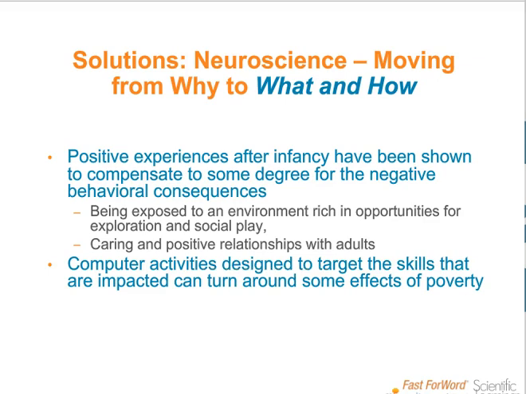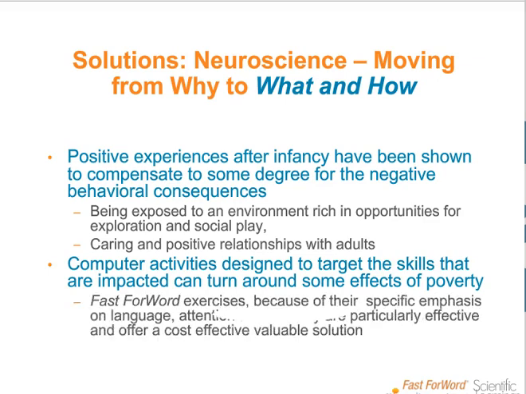But we also have neuroscience-developed computer activities that target the skills that are impacted by poverty and can turn around this brain maturational process in a way that's very difficult for teachers to do in the classroom. So the Fast ForWord exercises, you may know, were developed by neuroscientists and specifically engage specific aspects of language, so they build the language skills that Hart and Risley found are reduced in children of poverty.